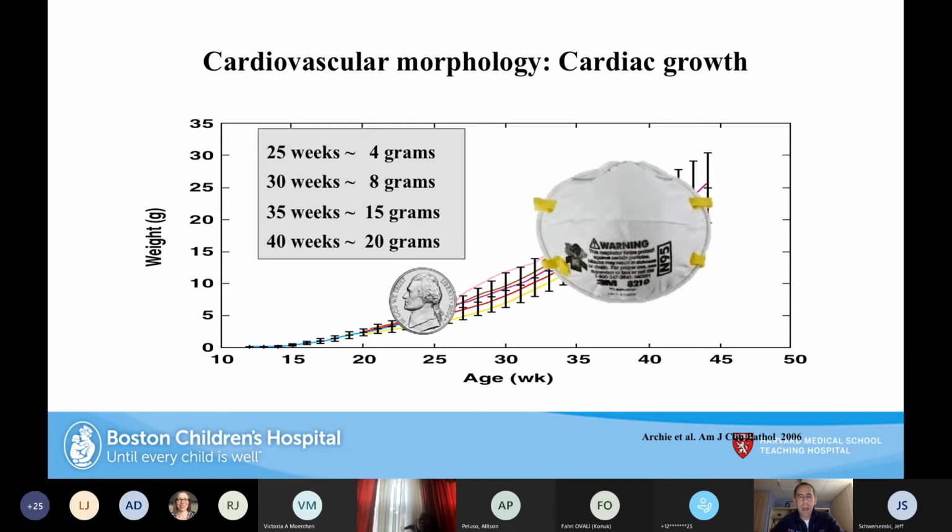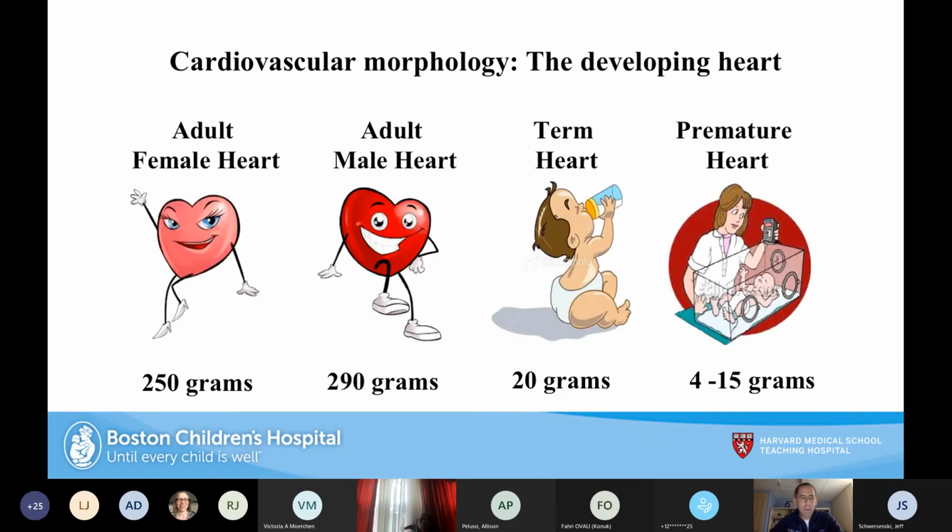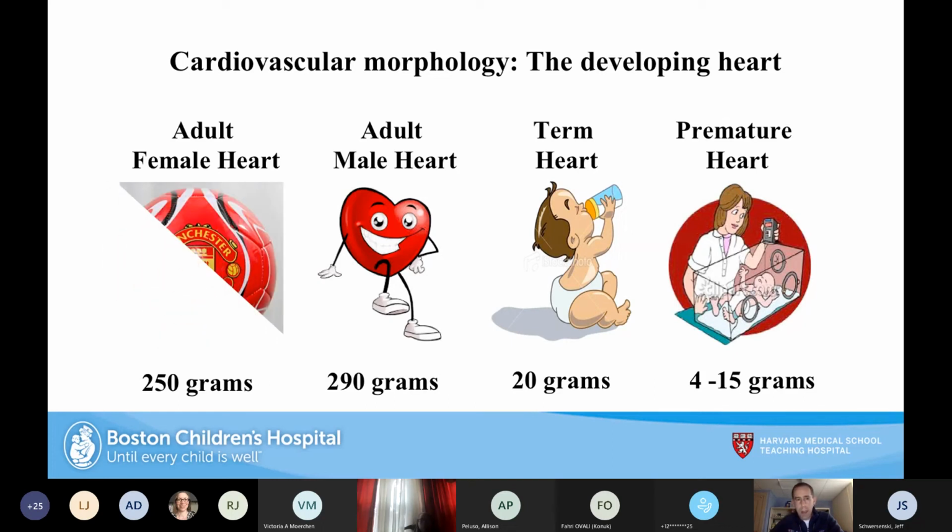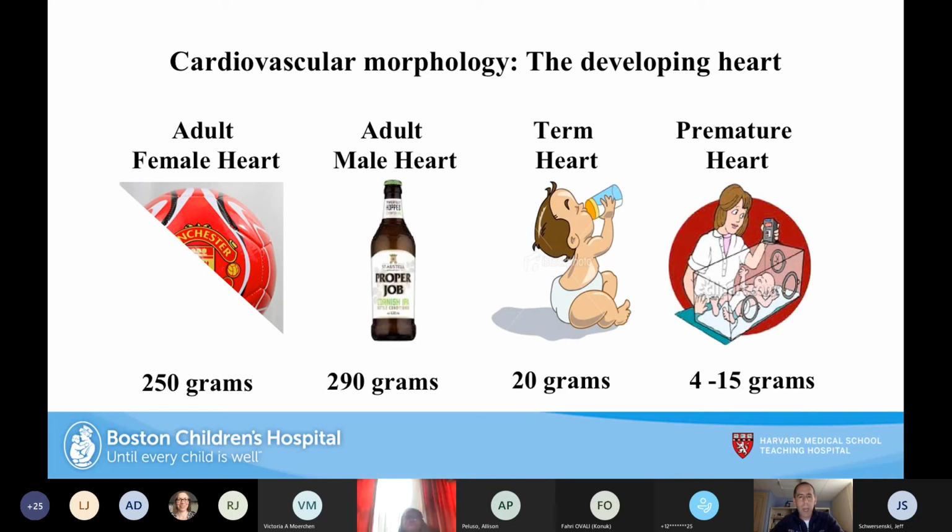In today's day and age, the weight of an N95. The adult female heart, all jokes aside, weighs about 250 grams. The adult male heart weighs 290 grams. The term heart weighs 20 grams, and the preterm heart weighs anywhere from 4 to 15 grams. Now, I'm a big soccer fan. That's about half the weight of a soccer ball for the female heart. For the male heart, it's the weight of a proper job.